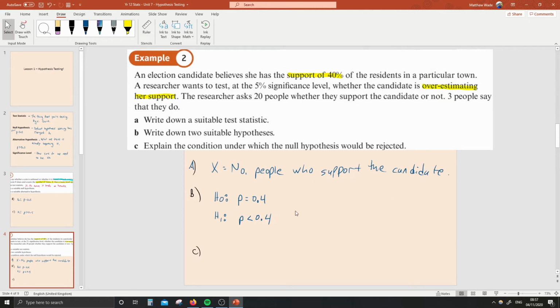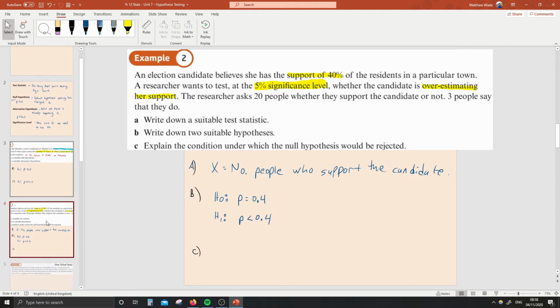Now, this is it. With only 15% of people supporting her based on this little survey that we did, what we'd have to be sure of is we'd have to be 95% sure that that's not just down to luck, okay? That's essentially what that is. We'd have to prove to ourselves with the hypothesis test, which we'll do in a sec, that there is less than a 5% chance that it is going to happen naturally. In other words, we're 95% sure that she's got less than 40% support.